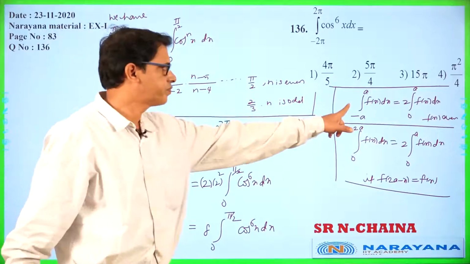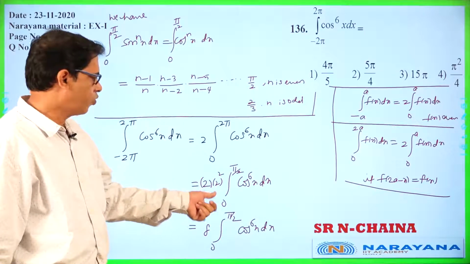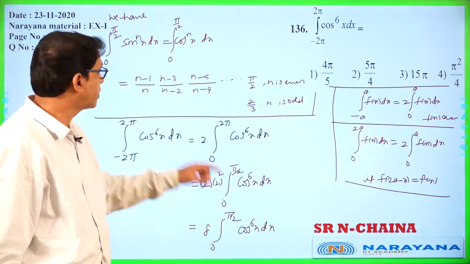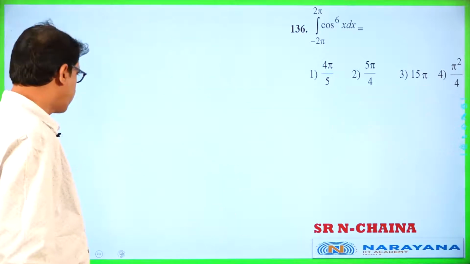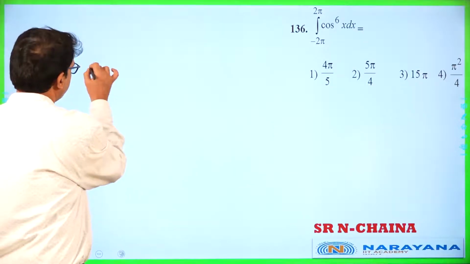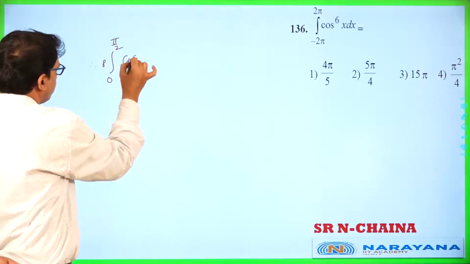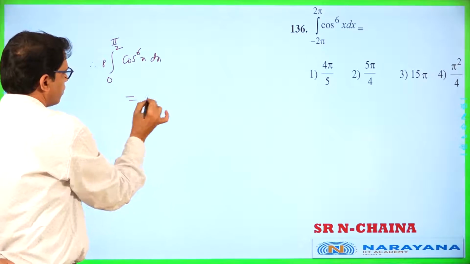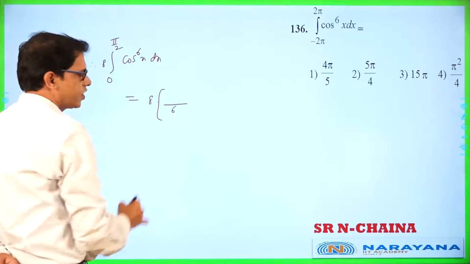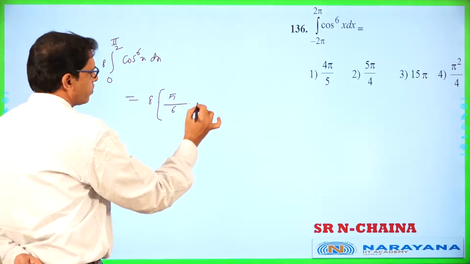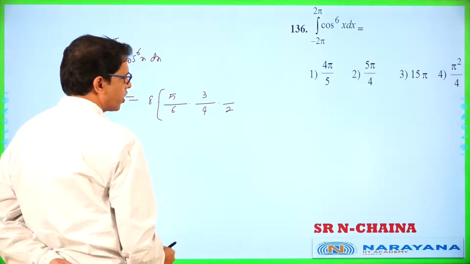The first one is this one. Then I apply this formula twice: 2 into 2 into 2, 8 into the integral from 0 to pi by 2 of cos to the power 6. Now apply the reduction formula. So 8 into what I said: first write 6 here, then keep on decreasing: 5, then 4, 3, then 2, then 1.